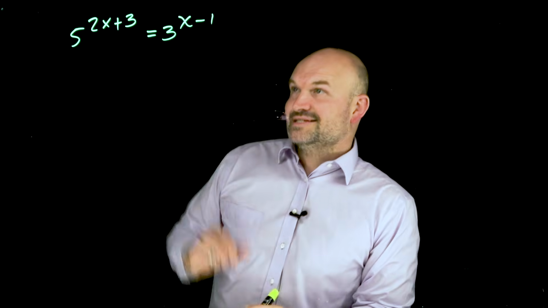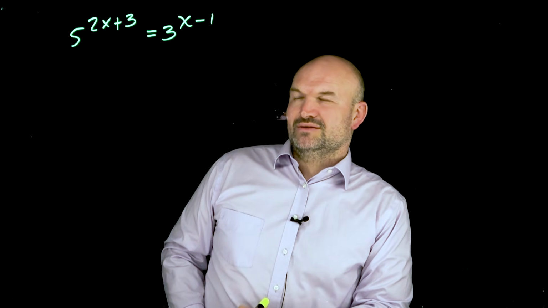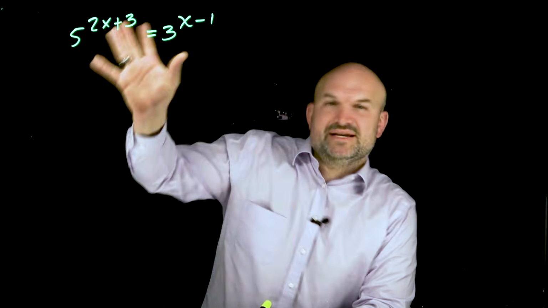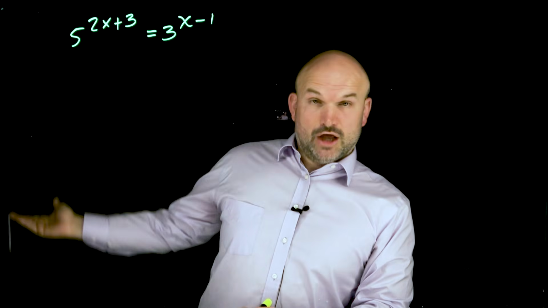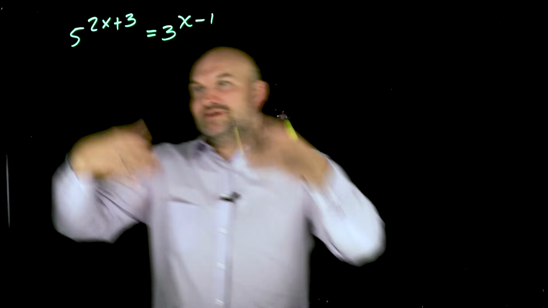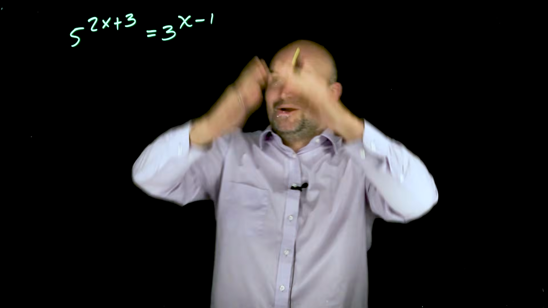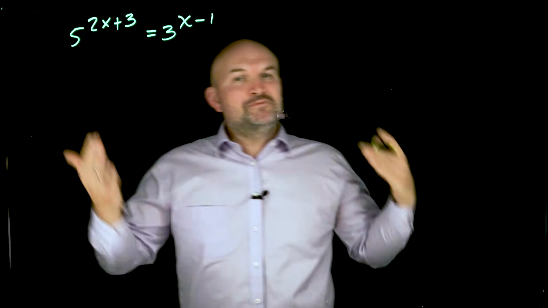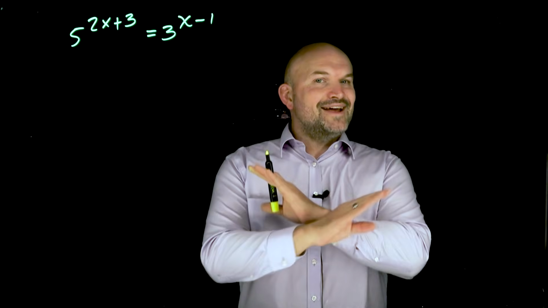All right, now in this example, you might see we have a problem. Well, I know I can't use the one-to-one property, right? The bases are not the same. And I know I'm going to have to take the logarithm of both sides, but do I take the logarithm base 5 on both sides? Or do I take the logarithm base 3 on both sides? Or do I do both? And the correct answer is none of it.